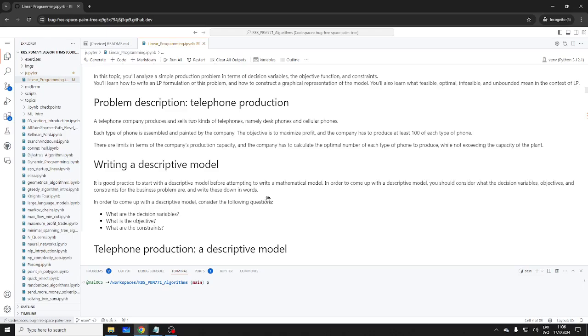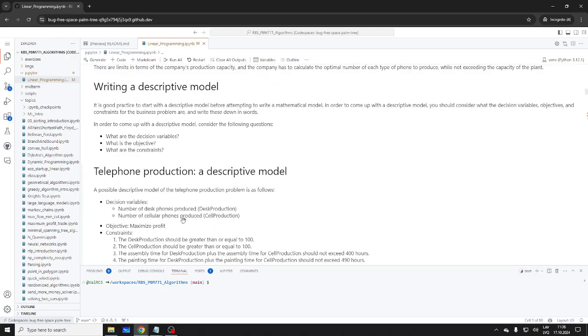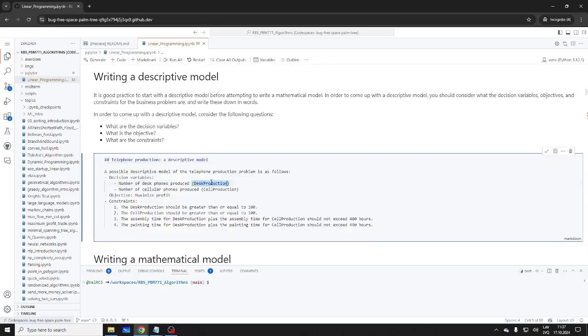So what are the decision variables? Decision variables will be how many phones you can build. We can call them D or C, I don't know what they call them here. So the decision variables are how many desk phones, desk production. Again, I guess this could be a variable. Desk production, and also cell production. So that's a variable, right?